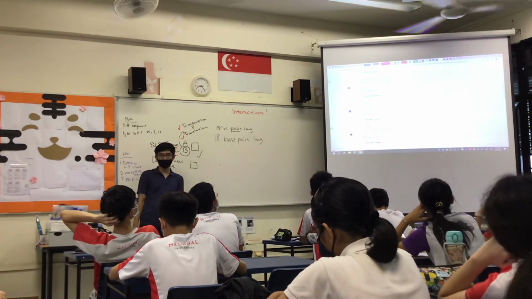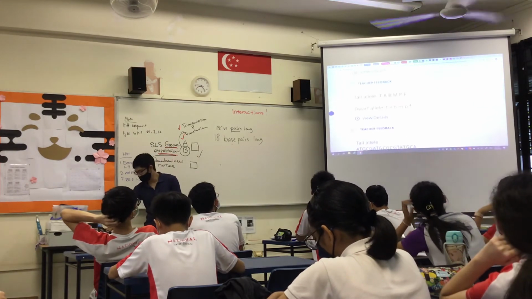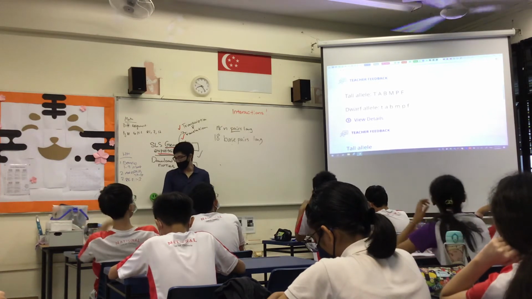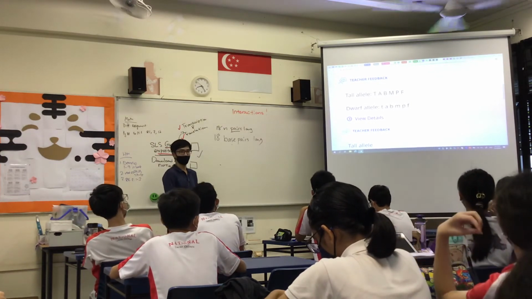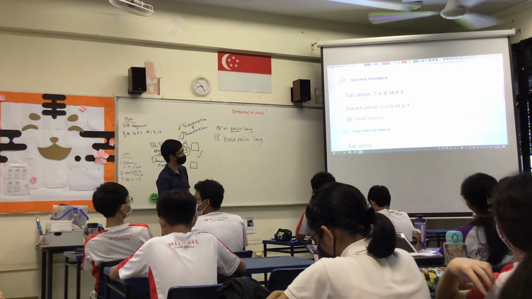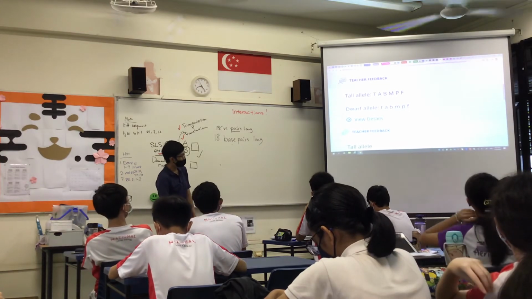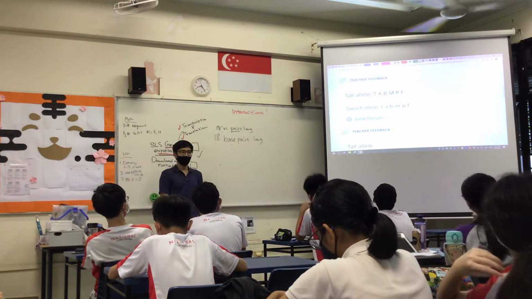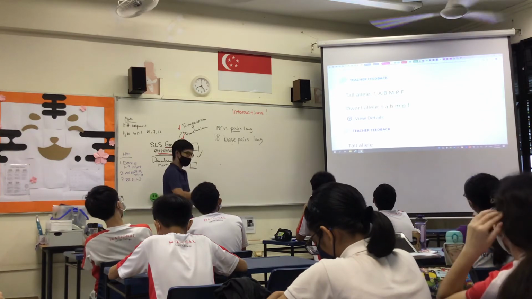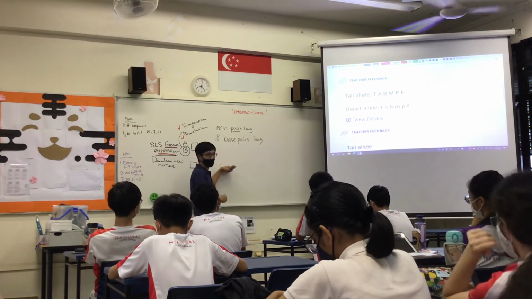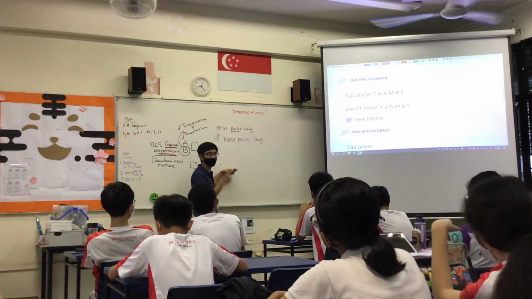Okay, this one is interesting. Tall allele, dwarf allele. And then we see different alphabets being used: capital T, A, B, and here T, A, B. Bear in mind, we use these kinds of alphabets to represent single alleles.